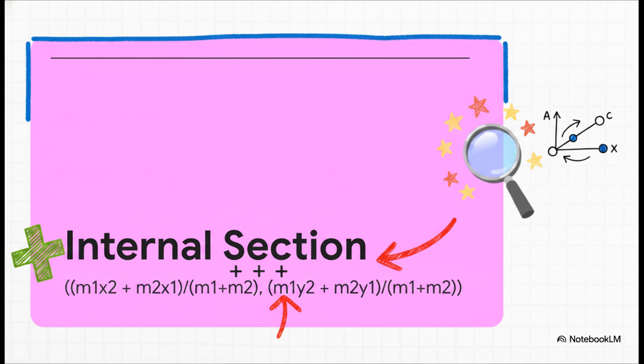So the crucial point here is the formula itself. For internal division, the formula is m1 times x2 plus m2 times x1 whole divided by m1 plus m2. And you do the exact same pattern for the y coordinates. Always remember, जब भी internal division लिखा हो, we use a positive sign. बीच में हमेशा plus आएगा.